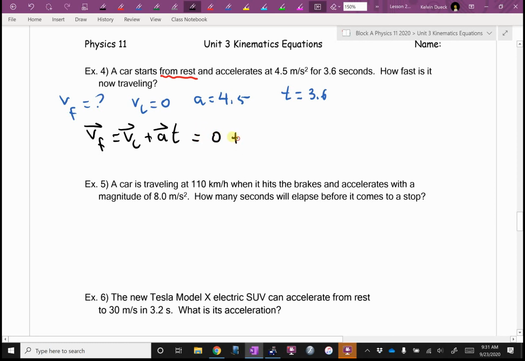VI is 0. A is 4.5. T is 3.6, which is what? I think I can do this in my head. 4 times 3.6 is going to be 14.4, and then half of that is going to be plus 1.8. 14.4 plus 1.8 is 16.2? Double check me.